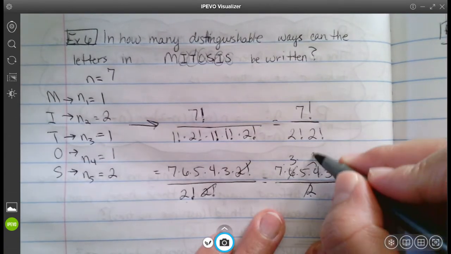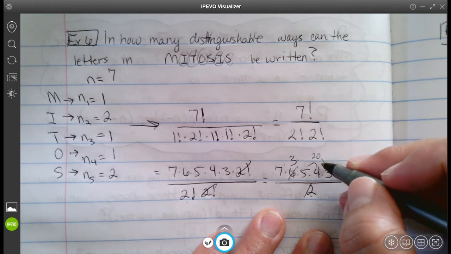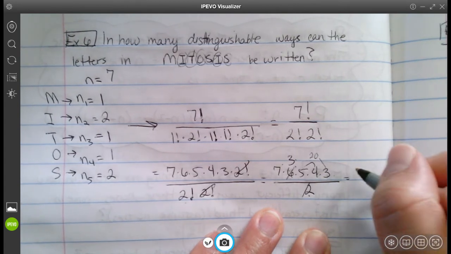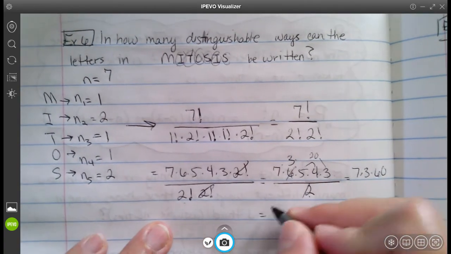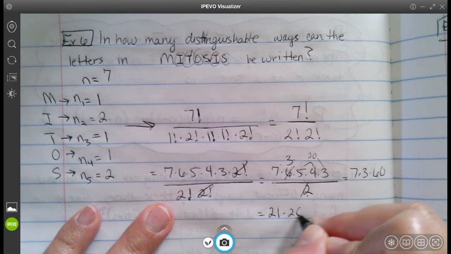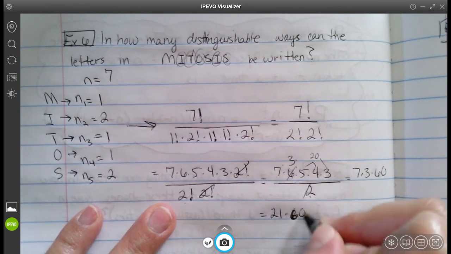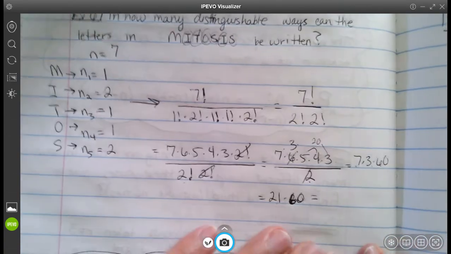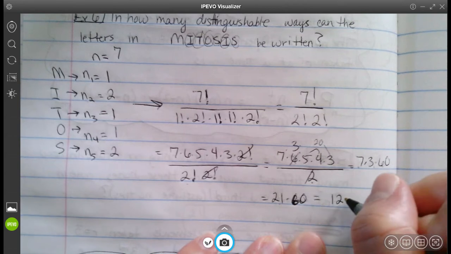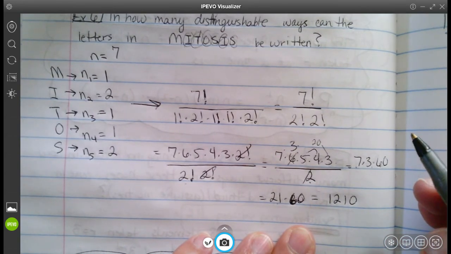So 5 times 4 is 20. 20 times 3 is going to be 60. So I have 7 times 3 times 60, which is 21 times 60. What am I saying? 7 times 3 is 21. And if I multiply this, I get 6 times 2 is 12, 1, 0. So I believe it should be 121.